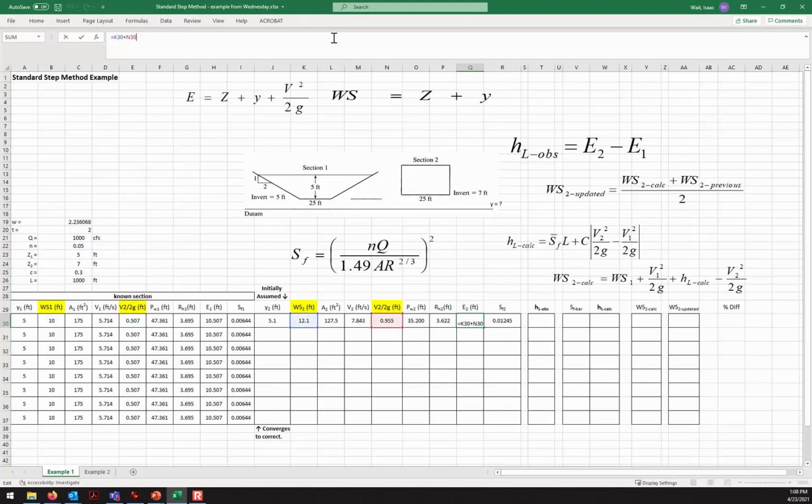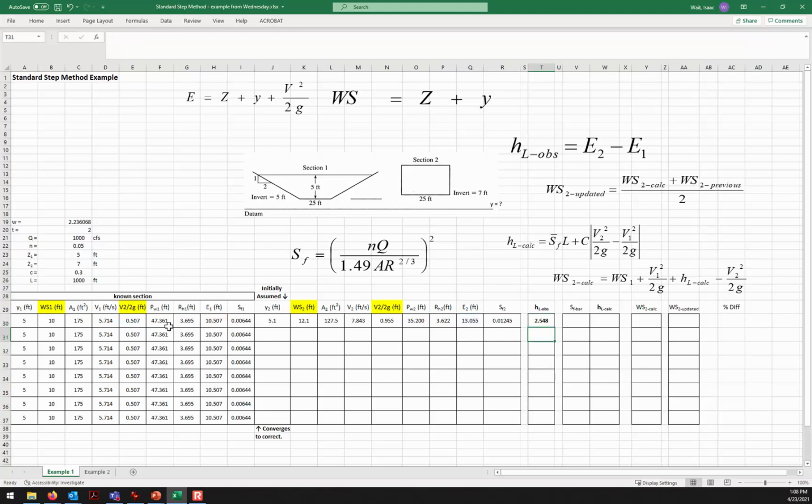So E2 was the water surface depth plus the velocity head. And remember, we're defining water surface as the elevation above the datum and the flow depth. Okay, so head loss is going to be E2 minus E1.